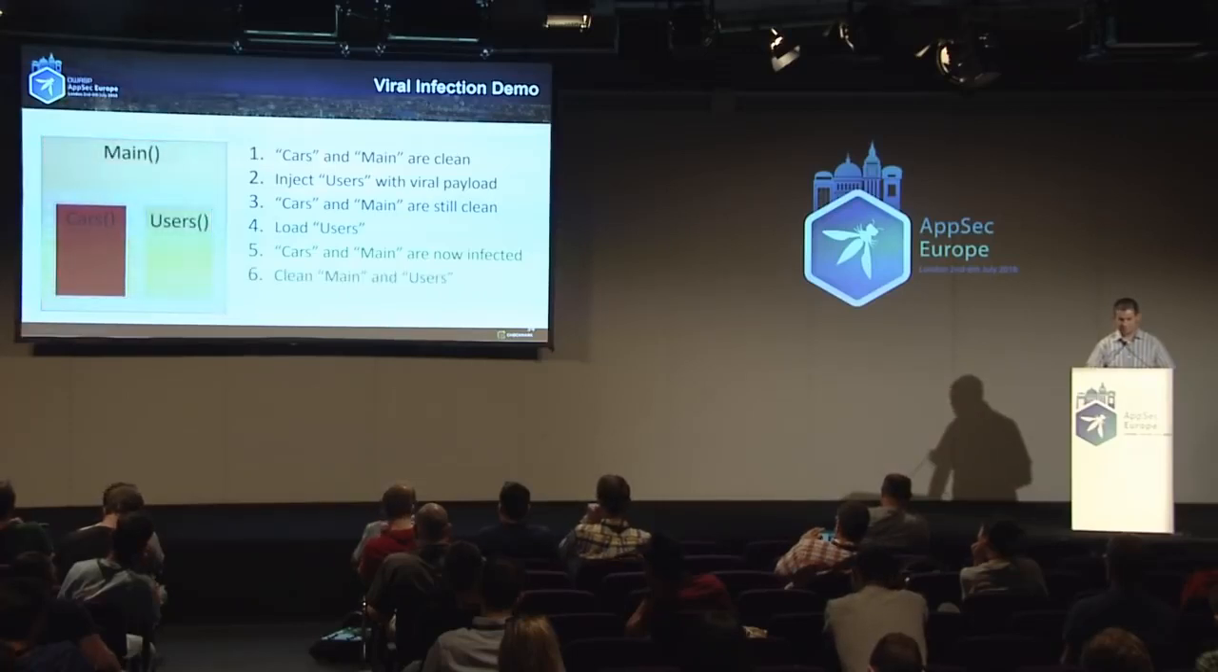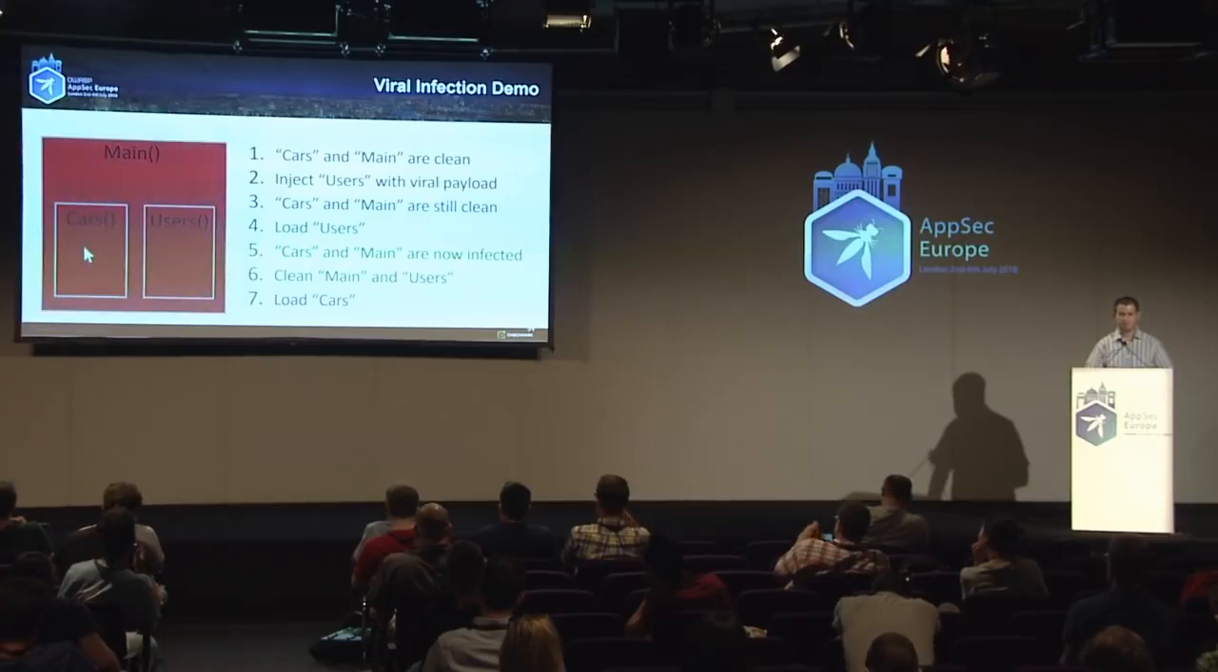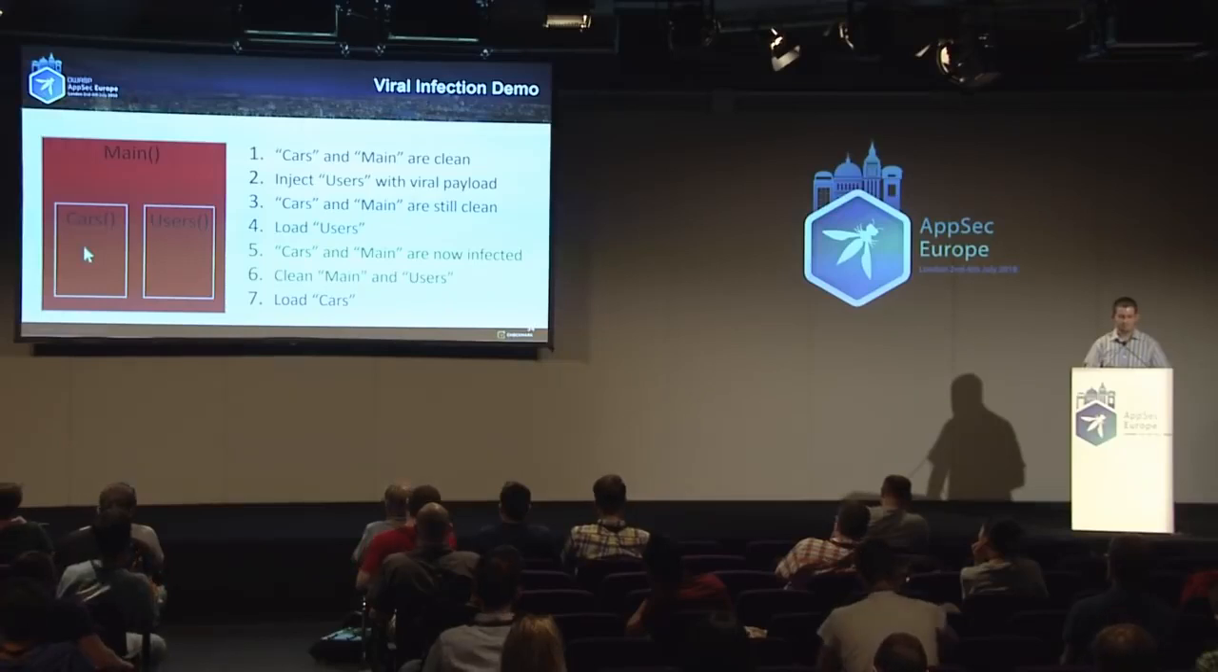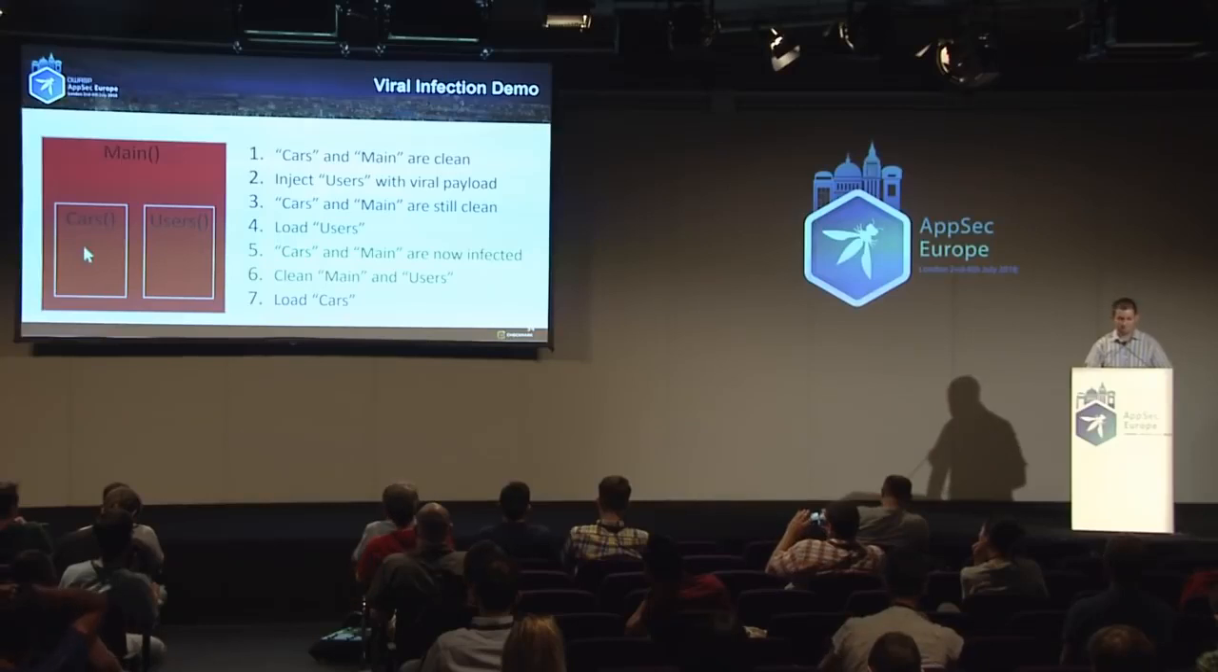We'll clean the main and the users. We'll see they are both clean. But when we load the cars, which was forgotten to be cleaned, the system will be damaged again. And the only way to get out of this situation is to reset all the functions to the original source, all of them, without forgetting any one.